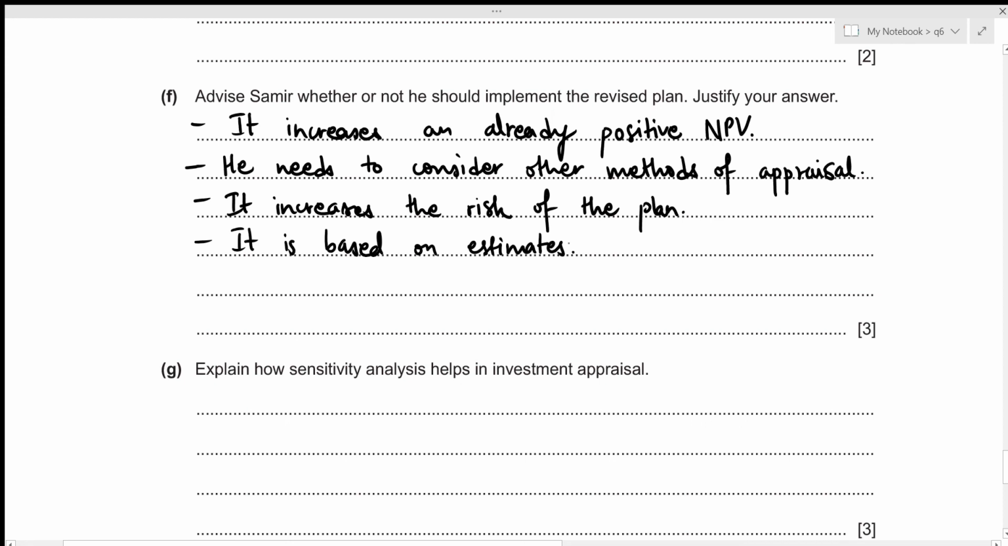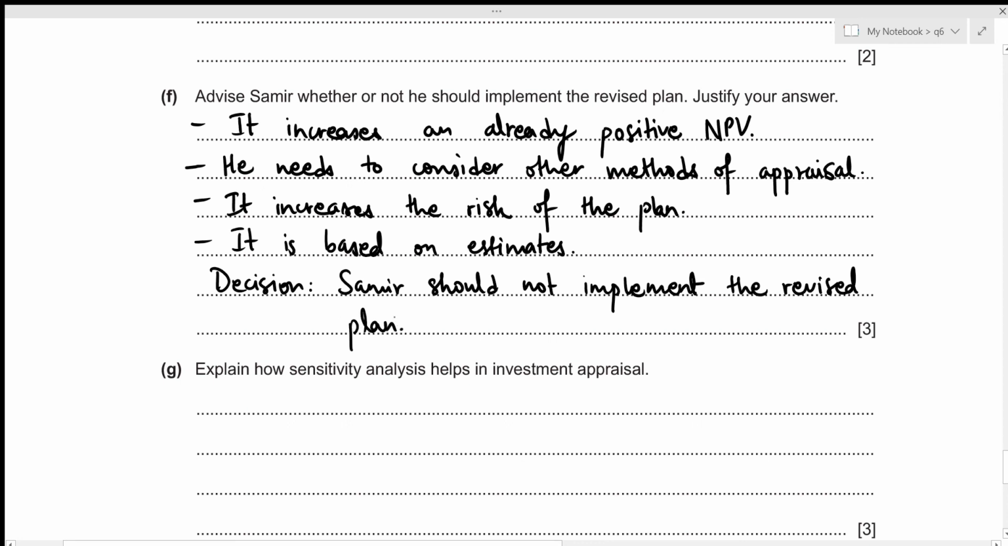Now we need to make a decision. So based on the fact that this definitely increases the risk of the plan and that the numbers are based on estimates and we do not know whether in reality it will hold up or not, I would advise Samir that he should not implement the revised plan. So let's write the decision clearly. Samir should not implement the revised plan. This concludes the sixth part of this question. Now we can move towards the seventh one.